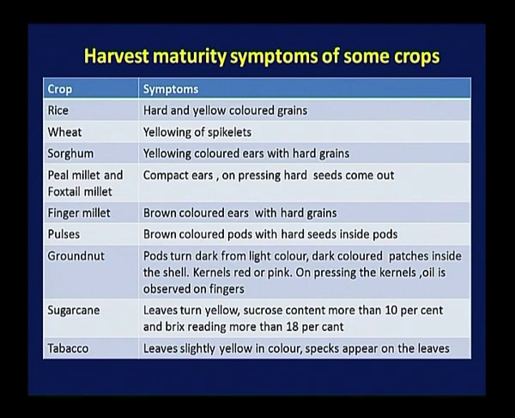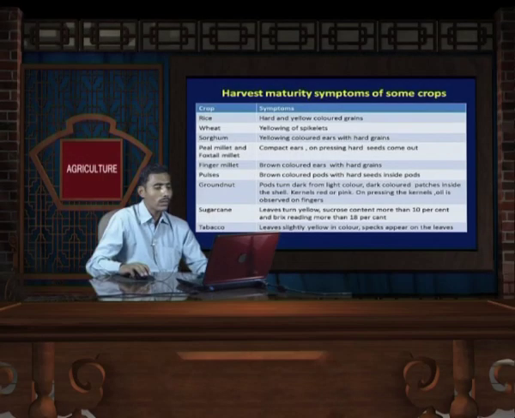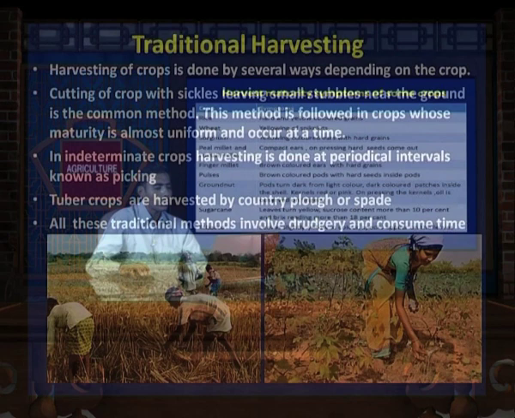In groundnut, the pod turns dark from light color and the dark color passes inside the shell. The kernel color changes from red to pink. On pressing the kernel, oil is observed on the fingers, so that is the harvest maturity. In sugarcane, leaves turn yellow and sucrose content more than 10% and Brix reading more than 18% show the harvest maturity. In tobacco, leaves turn slightly yellow in color and specks appear on the leaves, so that is the harvest maturity in tobacco.